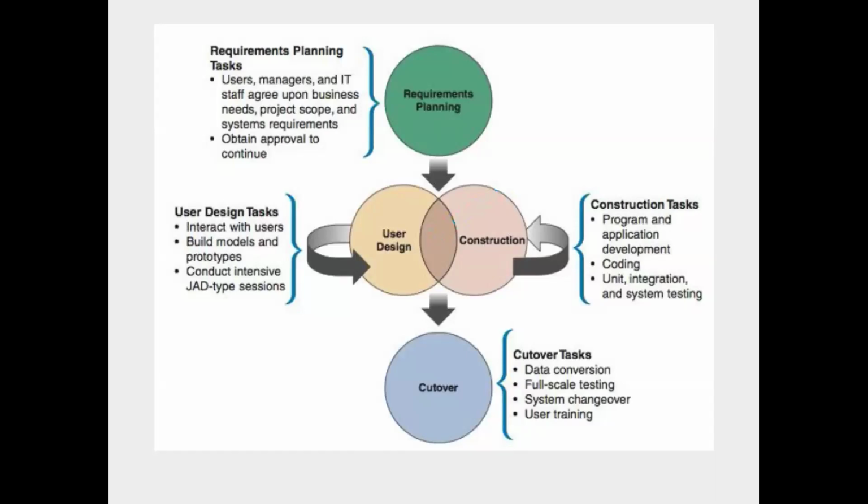Once you finish that, we'll move to the third one, the construction task. You can do program and application development, coding, and the testing also happens here. Finally, we call it cutover. Once you have fully implemented, if you already have some data in some legacy system, you have to convert the data. Then full-scale testing, system changeover, and user training, all these we have to satisfy in the fourth stage.